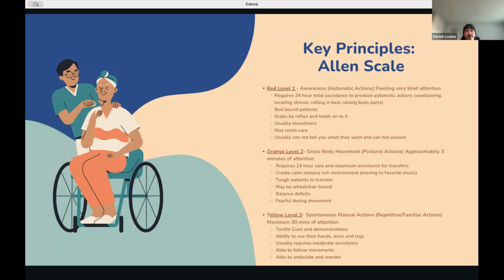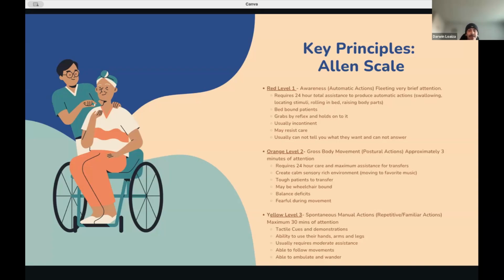Next is orange, level 2, which has to do with gross body movement, postural actions. Their attention span is approximately 3 minutes. Like level 1, they require 24-hour care and maximum assistance for transfers. You would want to create a calm, sensory-rich environment, whether it be no noise, no loud TV, the TV has to be off, windows closed, doors closed to the main hallway of whatever facility they may be at.